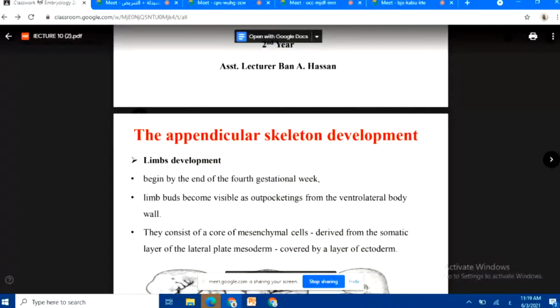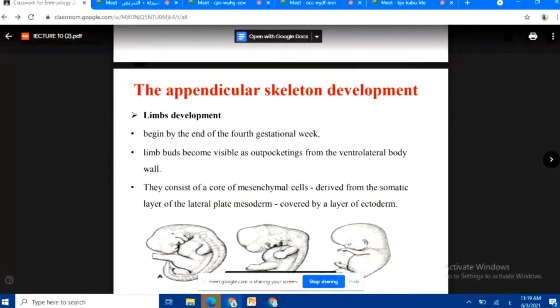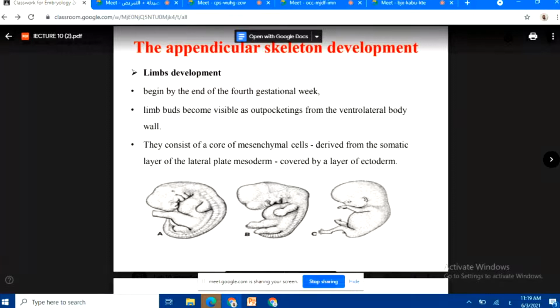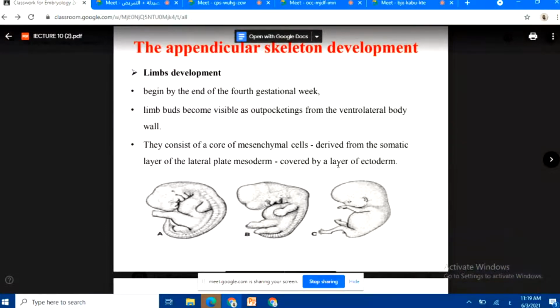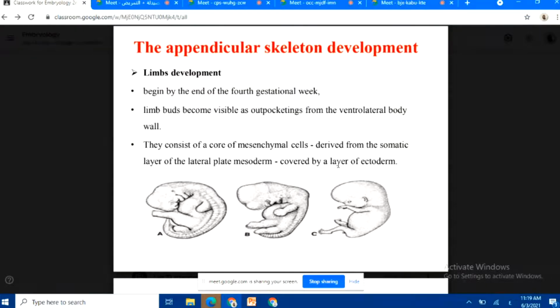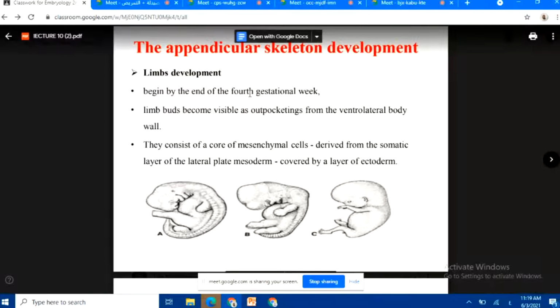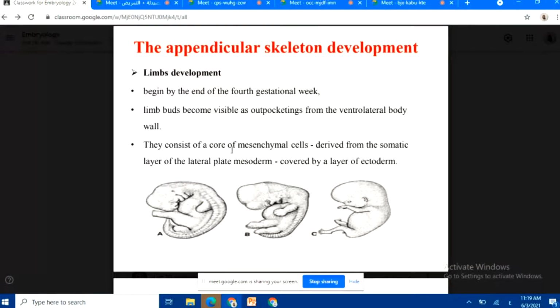Regarding the appendicular skeletal system, we will have limb development, and this will begin in the fourth week of gestational time. The limb buds become visible as outpocketing from the ventral lateral body wall. They consist of a core of mesenchymal cells. Why do we say mesenchymal cells here? Because these cells will build the limbs. These are derived from the somatic layer of lateral plate mesoderm, and also covered by a layer of ectoderm.